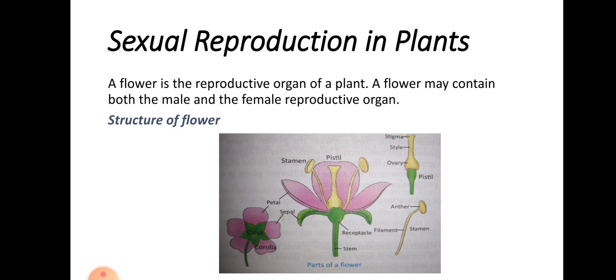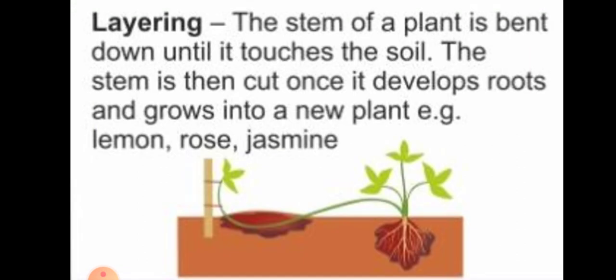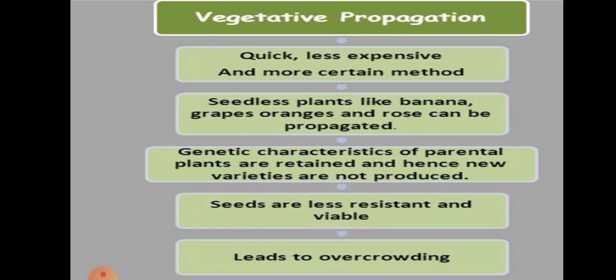So what we studied today was the advantages of natural vegetative propagation. As we saw, vegetative propagation is a quick, less expensive and more certain method. Seedless plants like banana, grapes, oranges and rose can be propagated. Genetic characteristics of parental plants are retained and hence new varieties are not produced. Seeds are less resistant and viable, and it leads to overcrowding.